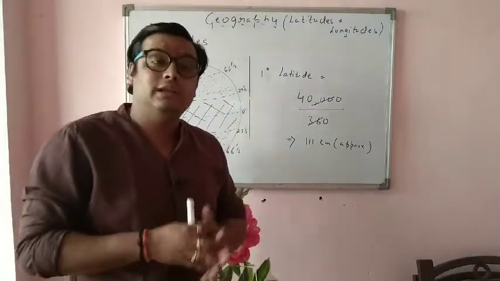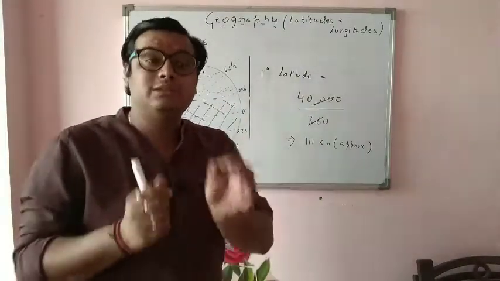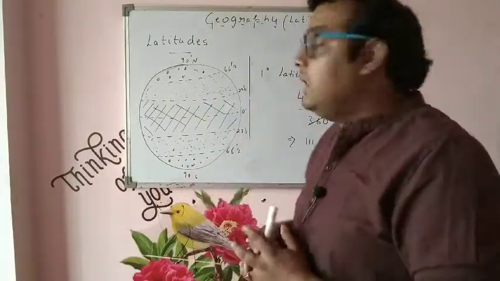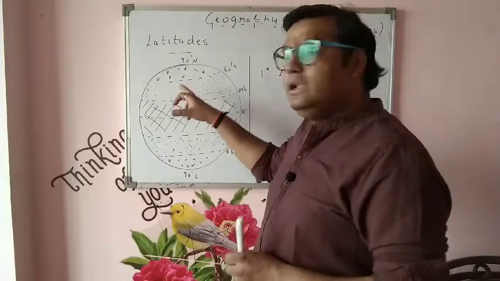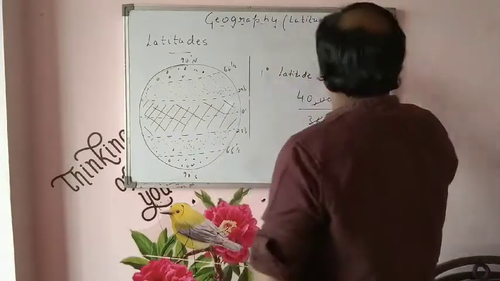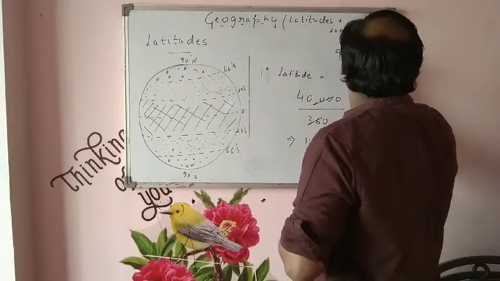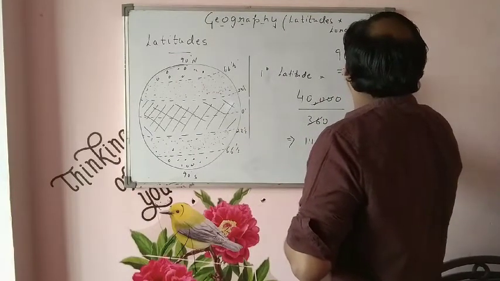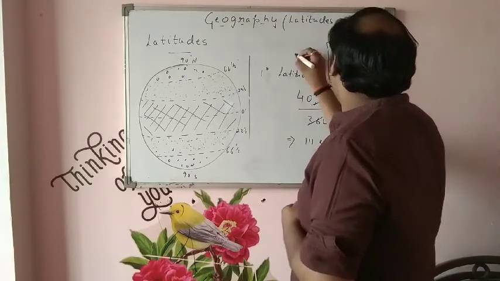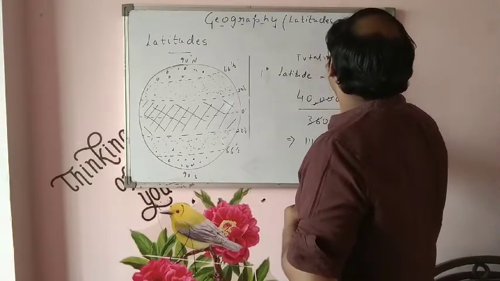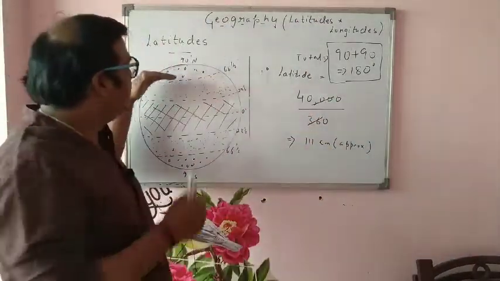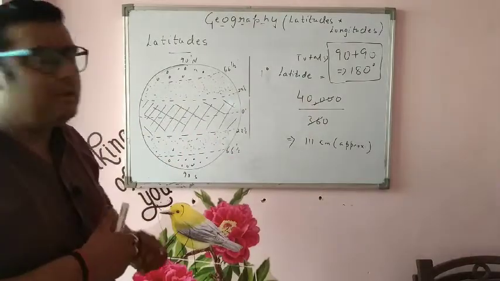Now, I hope this latitude portion is clear. What is latitude? Latitudes are the lines which are running from east to west. There are 90 lines on each side, 90 on the northern hemisphere, 90 on the southern hemisphere. So, how many total lines are there? 90 plus 90 is equal to 180 lines. How can you say that there are 180 lines? Because 90 on the northern hemisphere and 90 on the southern hemisphere.